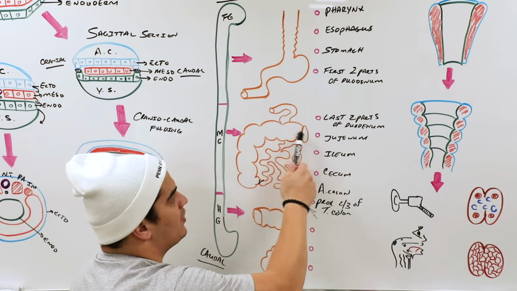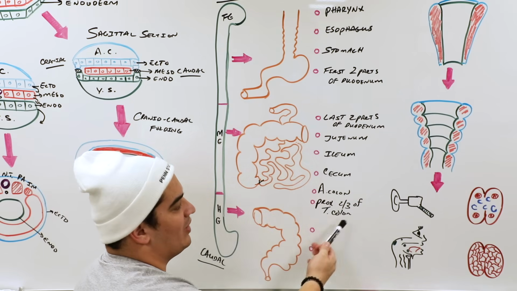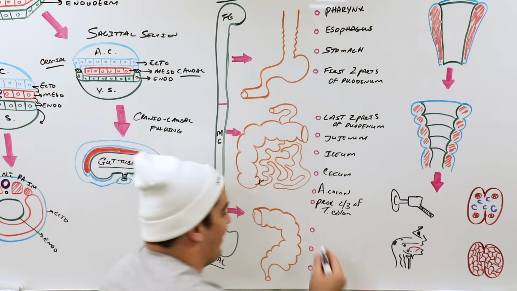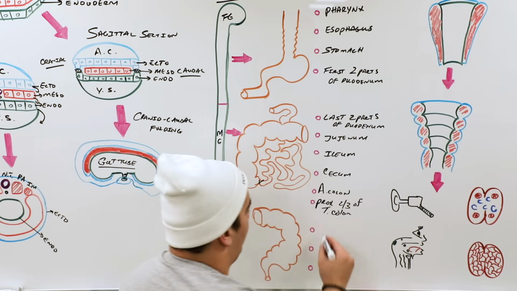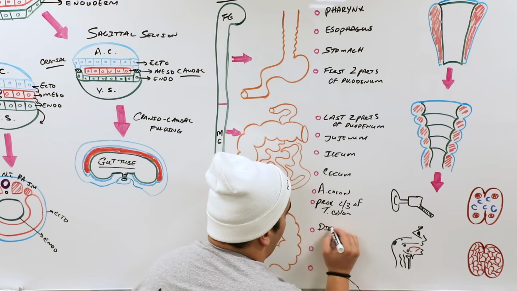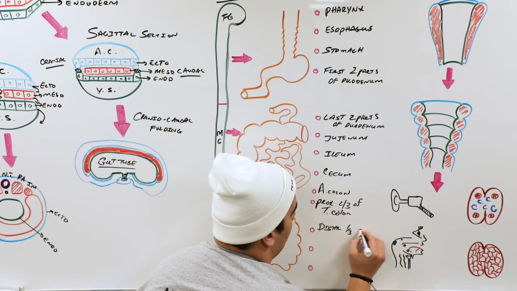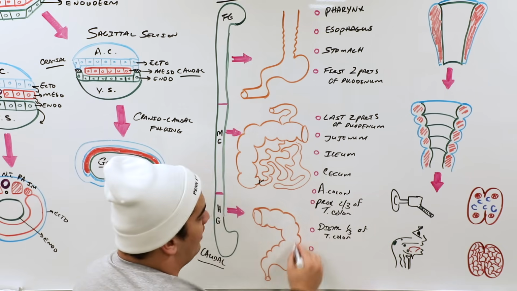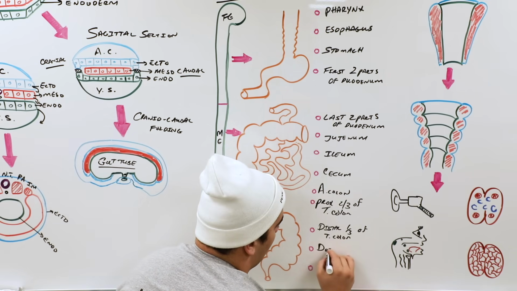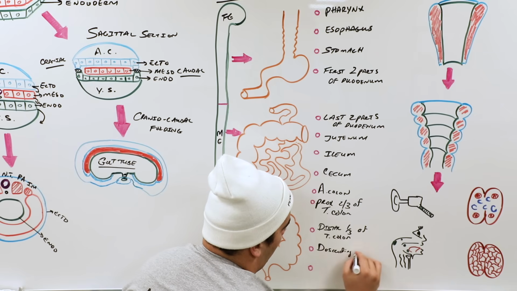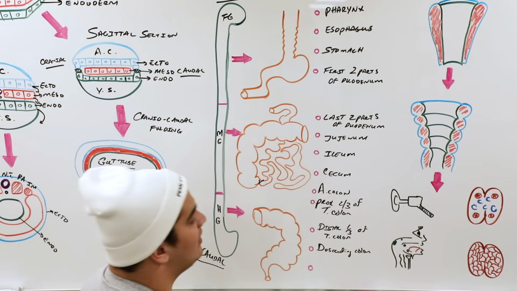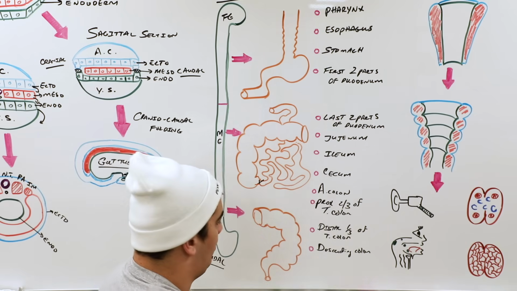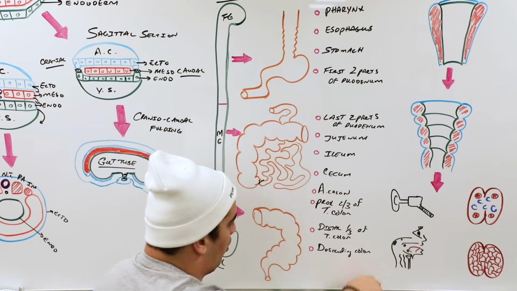Follow it. Transverse colon, you have the proximal 2/3. What's left? The distal 1/3. So now I have the distal 1/3 of the colon. What part? Transverse colon. Then we have the descending colon. And then we have the sigmoid colon, right? So you have descending colon, sigmoid colon.